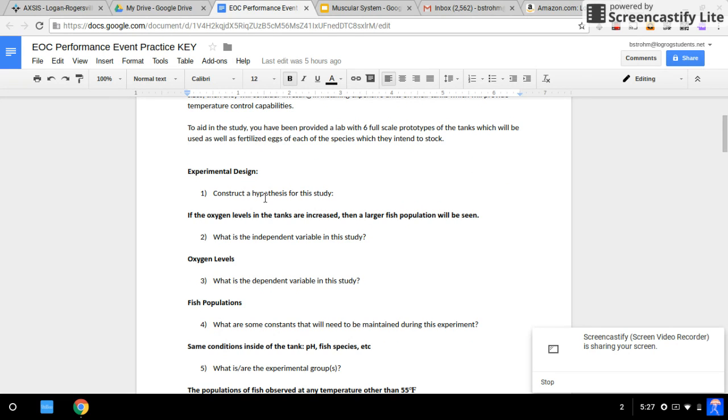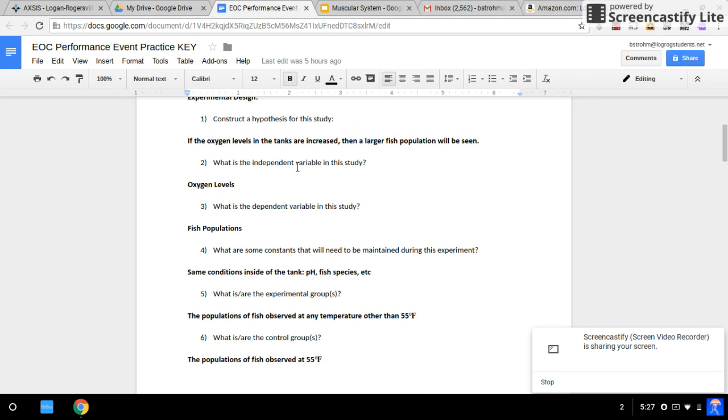So when you construct a hypothesis, it should always be in an if-then format. It needs to be if, and then something about the independent variable, then something about the dependent variable. So one that you could have chosen here is if the oxygen levels in the tanks are increased, then a larger fish population will be seen. Now you could have approached this hypothesis from either side. Remember that a hypothesis should be done before the study is actually finished, so you wouldn't have the results before you make the hypothesis. So that's what you should do here as well.